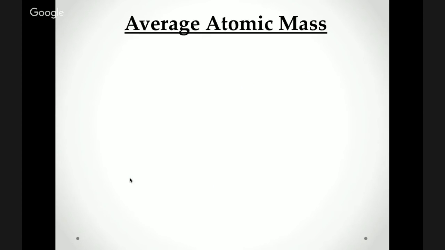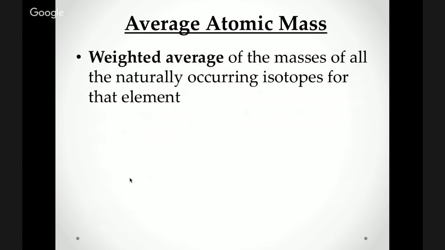Now let's look at average atomic mass, because this is something else that you will see. And we want to make sure that we don't confuse atomic mass, which is a decimal, which is a weighted average that you see on the periodic table, with mass number, because mass number is something different. So it's a weighted average of the masses of all the naturally occurring isotopes for that element.